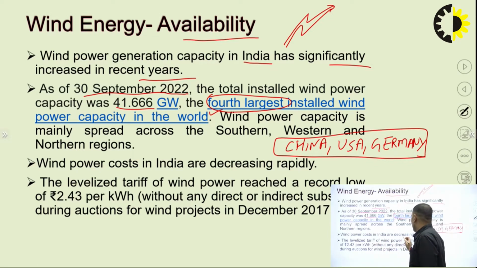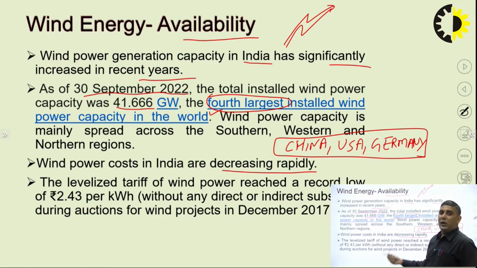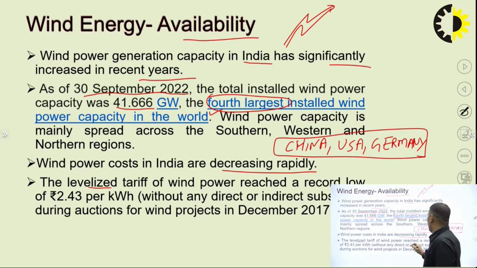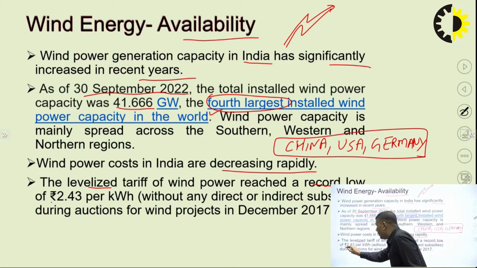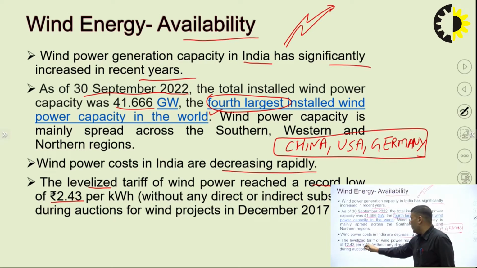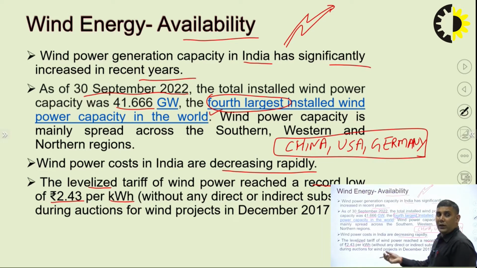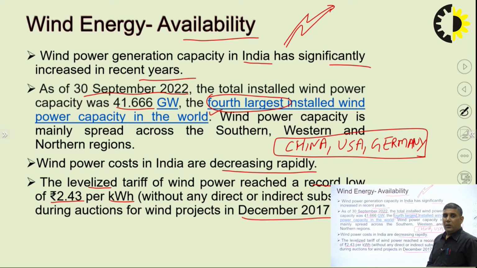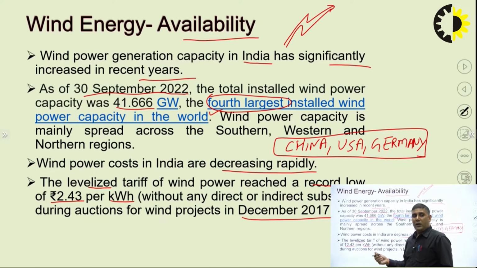Wind power costs in India are decreasing rapidly, and this is one of the reasons why we have a bright future, or a green energy future, for India in the coming years. The levelized tariff of wind power reached a record low of rupees 2.43 per kilowatt hour, without any direct or indirect subsidies from the government or central bodies, during the auction for wind projects in December 2017. There is a slight increase in the tariff, 2.77 rupees in 2021, but it is still cheaper than other sources of energy.